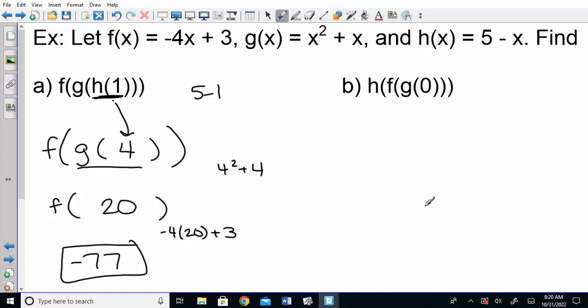That's Coop right there. Coop is not negative 77, bro. He's definitely positive.